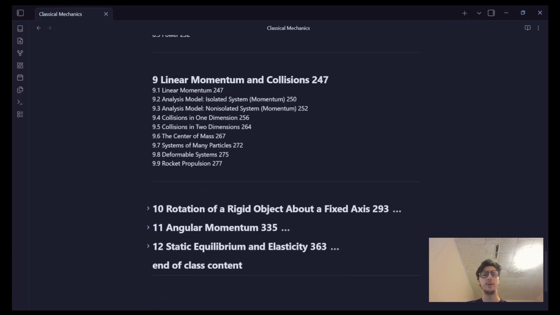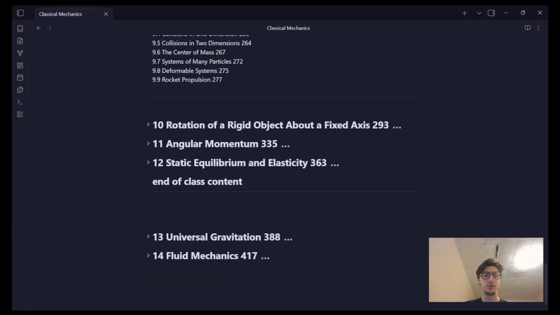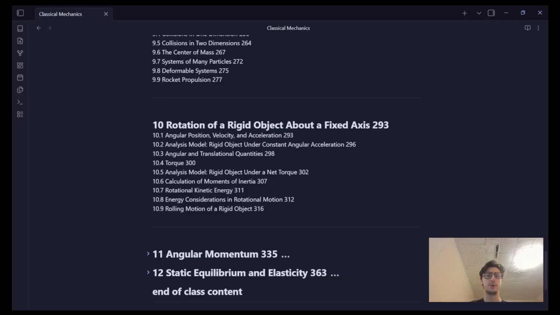Chapter 9. Linear momentum, analysis model: isolated system, momentum, analysis model: non-isolated system, momentum, collisions in one dimension, collisions in two dimensions, the center of mass, systems of many particles, deformable systems, rocket propulsion. Awesome. Rocket propulsion is pretty cool.